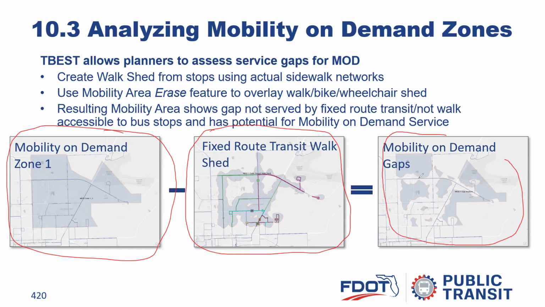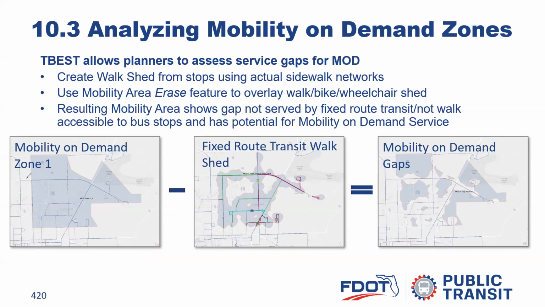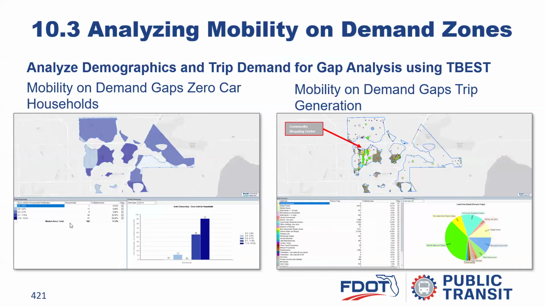So you can see where we've erased these areas from this zone where we have walk access to fixed route transit. So then we are just showing the gaps and not the full MOD zone. So what you wind up with is a market analysis where you can show the mobility on demand gaps, in this case, zero vehicle households. You can also use your land use parcel analysis for mobility on demand gaps for trip generation.